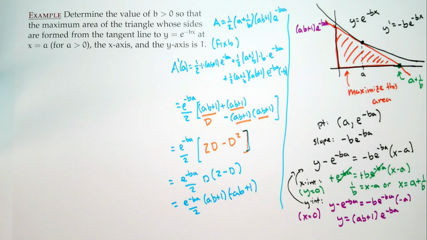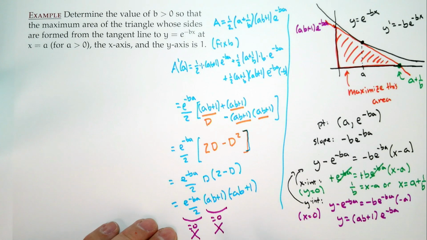So, where are our critical points? Well, we ask which parts can equal 0. Let's go through them one by one. Can this part equal 0? The answer is no. E to something can never equal 0. How about ab plus 1? Can this ever equal 0? And the answer is no.